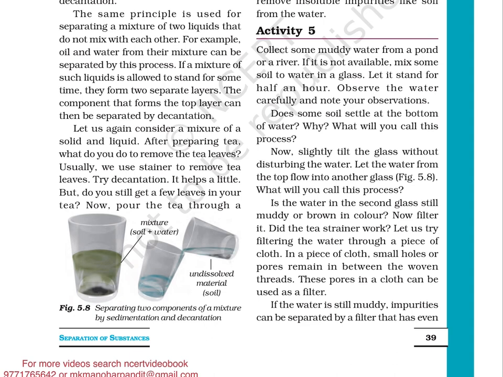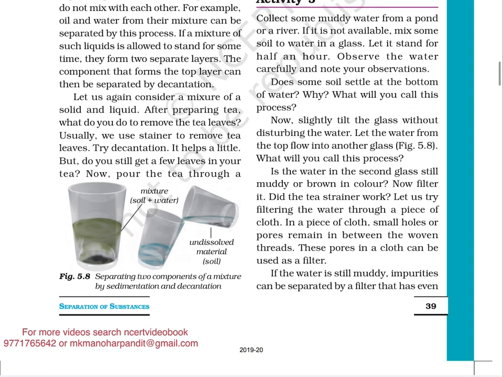Now, slightly tilt the glass without disturbing the water. Let the water from the top flow into another glass. Figure 5.8. What will you call this process? Is the water in the second glass still muddy or brown in color? Now filter it. Did the tea strainer work?